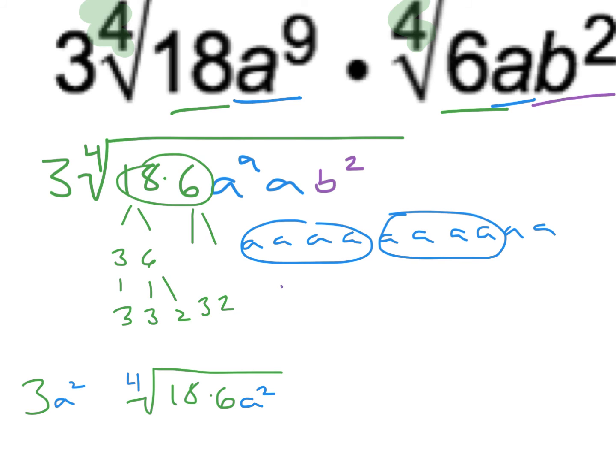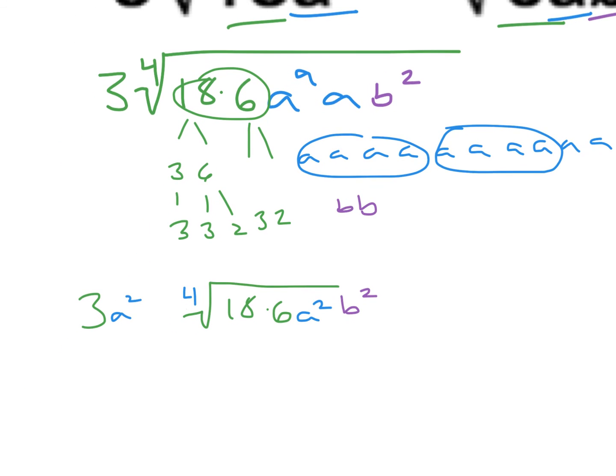And then how many b's do I have? 2. Can I take any out? I'm circling groups of how many? 4. And I don't have 4 b's, so I can't circle anything. So those b's have to stay on the inside. So now I just want to multiply anything that I haven't multiplied together yet. So just 18 times 6. What is 18 times 6? 108. A squared, b squared.